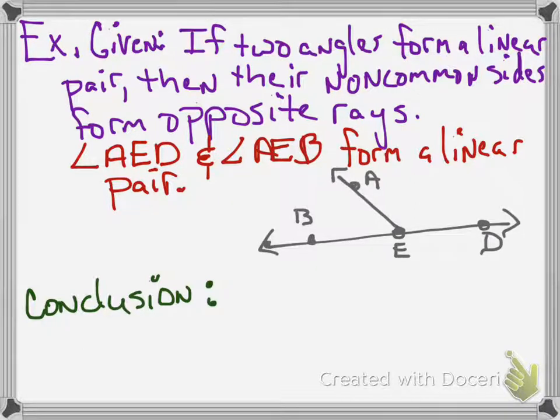Angle AED and AEB form a linear pair. So there's a more specific example. Okay, so there was the general, then we get a specific example. So what can be a valid conclusion from that?